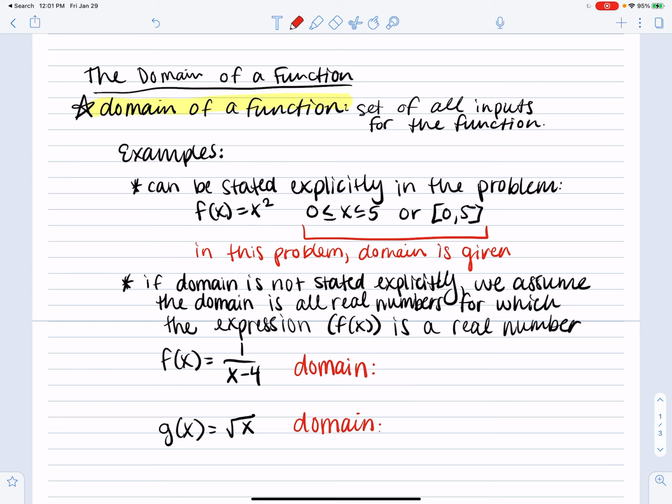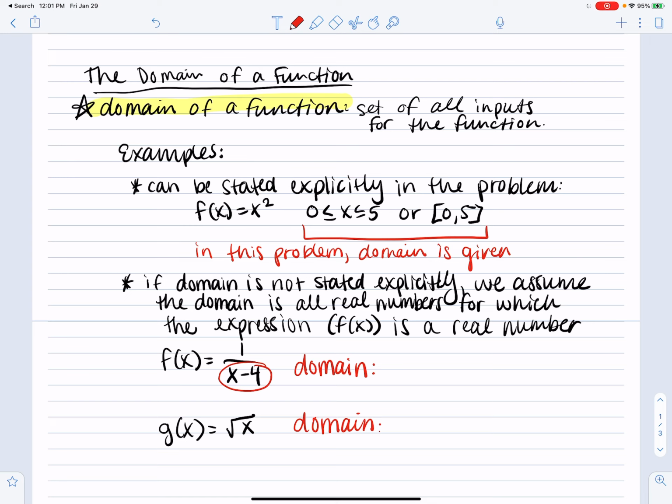So any number that will make f of x work as a real number will be counted as the domain. So here's an example. F of x equals 1 over x minus 4. I've already told you that the denominator cannot be 0. So the only value here that won't work is when x equals 4. That will make the denominator 0.